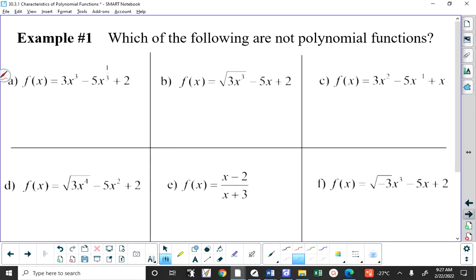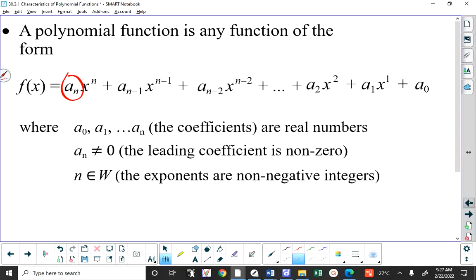So, which of the following are not polynomial functions? Remember what we've said. Well, let me back up. These are coefficients, and they have to be real numbers. I hate the fact that in high school math, we have to talk to students about real numbers when we never study non-real numbers. All the numbers we learn in high school math are real numbers.